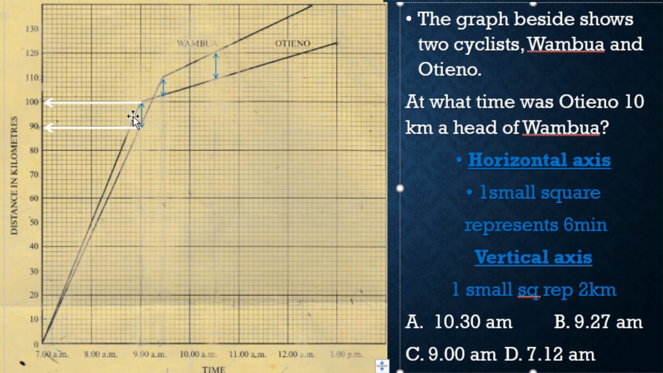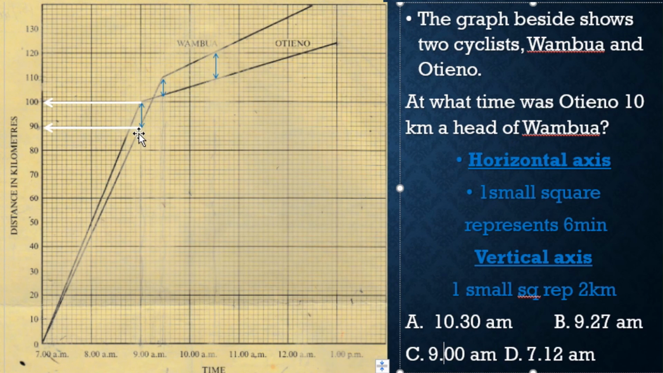So who is ahead by 10 kilometers? It is Otieno. This line is for Otieno. At this time, before they met here, it was Otieno who was ahead. And at this time, Otieno was 10 kilometers ahead of Wambua. So what we are looking for is this juncture here at 9 a.m., where Otieno is ahead. By how many? We take the difference, because at 9 a.m. this is where Wambua was, and at 9 a.m. this is where Otieno was. Otieno was at 100 kilometers. Wambua was at 90 kilometers.